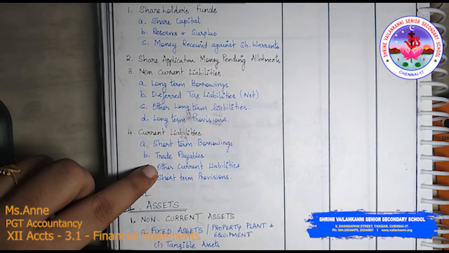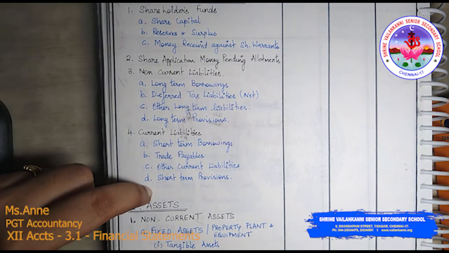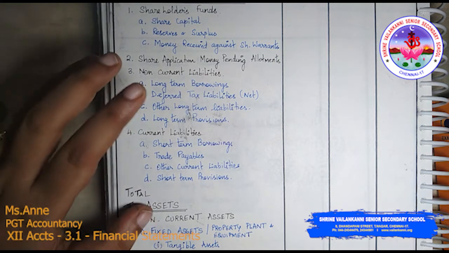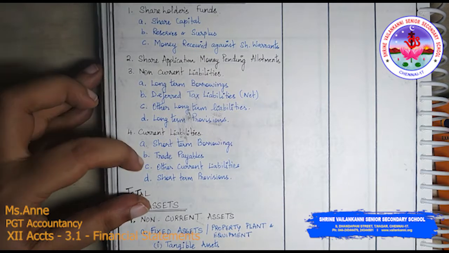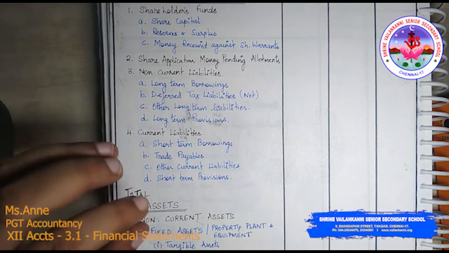Then there it was other long-term liabilities, here it is other current liabilities. There it was long-term provisions, here it is short-term provisions. Now can you understand the link? Yes, now it is easy. It will be light for you. There is a connection between the non-current and the current liabilities line items.